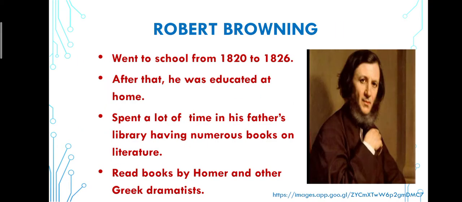Now let's talk about the education of Robert Browning. Robert Browning went to school from 1820 to 1826. After that, he left school. He was educated at home with the help of tutors. He spent a lot of time in his father's bulky library, where he loved to read books of Greek dramatists like Homer.